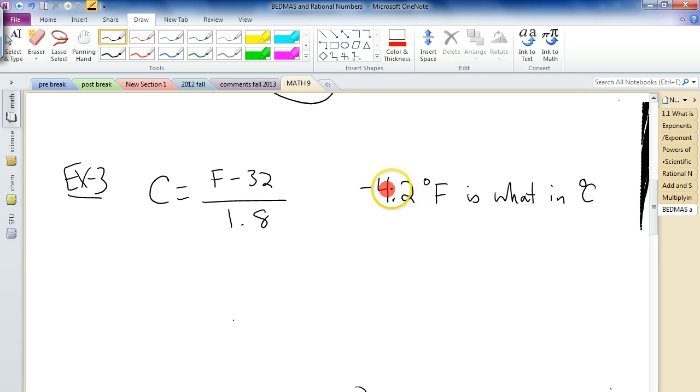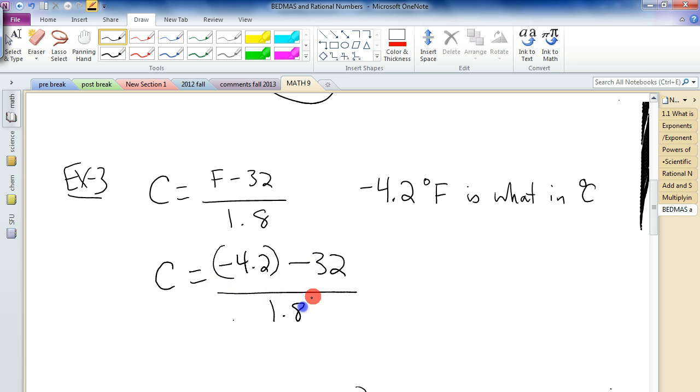Okay, so let's say you're told that the temperature outside is negative 4.2 degrees Fahrenheit. What would that be in degrees Celsius? So here's a formula, and like we do with all formulas, we substitute the number for Fahrenheit into here. You put the negative 4.2 in, and like I say, whatever you're substituting in should go in brackets. We're subbing in the negative 4.2, minus 32, over 1.8.